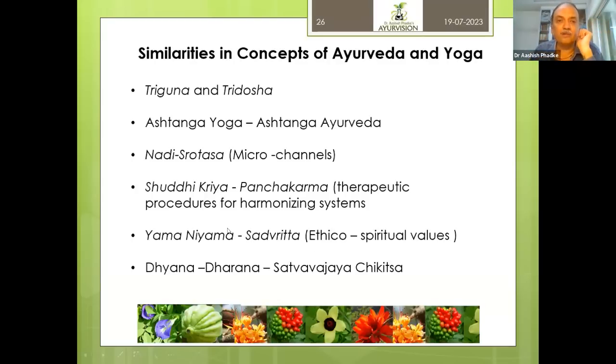So basically, we can see the combination of Ayurveda and yoga together can give more benefit to our patients. Then Yamaniyama and Sadvritta. Yamaniyama we see in yoga, whereas Sadvritta or Sadachar in Ayurveda. Then Dhyana Dharana in Ashtanga Yoga, and Sattvavajaya Chikitsa in Ayurveda.